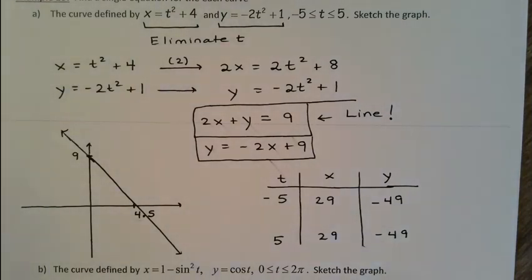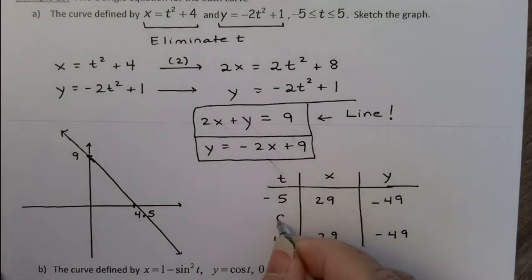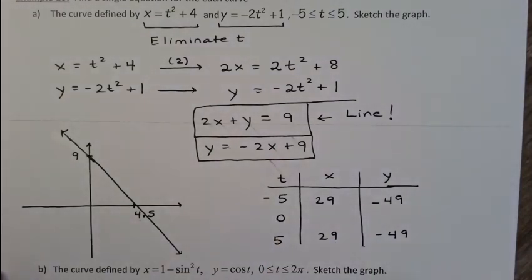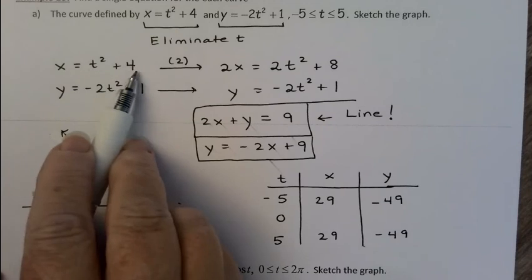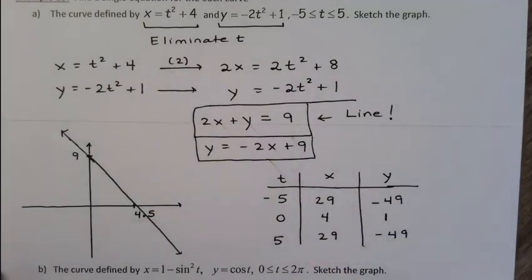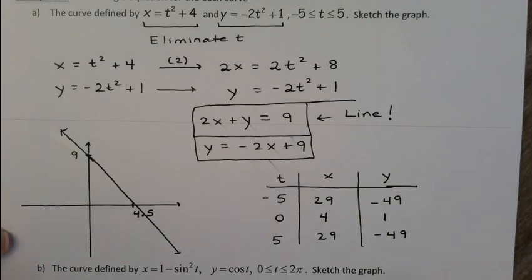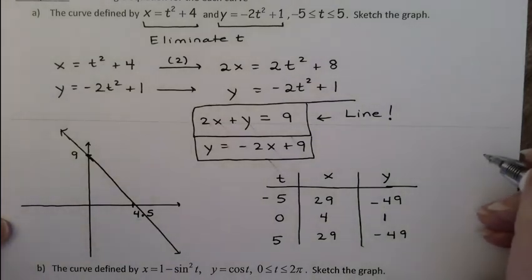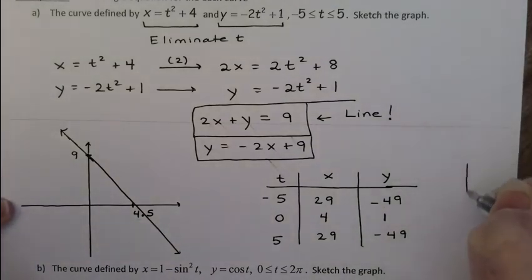Well, we do. Just to kind of see what happens, I'm going to also plug in t equals 0 in the middle here. And notice that when t is 0, x would be 4, and y would be 1. So what's happening is we're starting at the point 29, negative 49. We're traveling to this point 4, 1, and then we're traveling back to the point 29, negative 49. Now, I didn't make my original graph quite big enough, so I'm going to draw myself another one here that has a little bit larger values on it. Let's see it. Sneak it in over here.